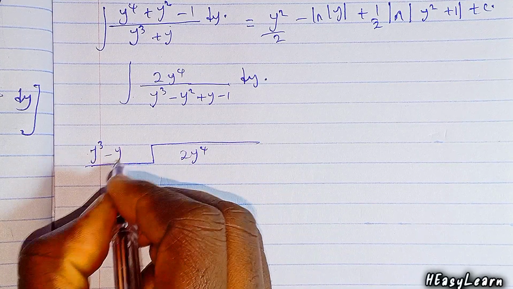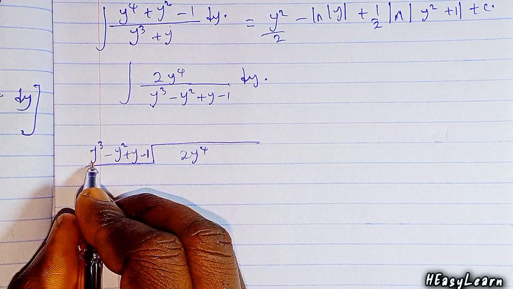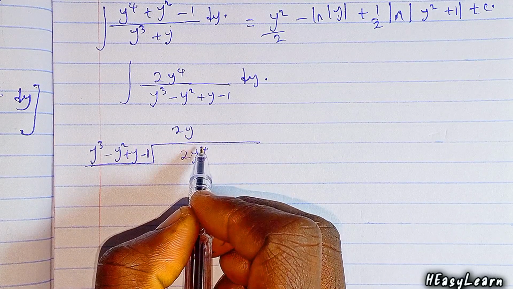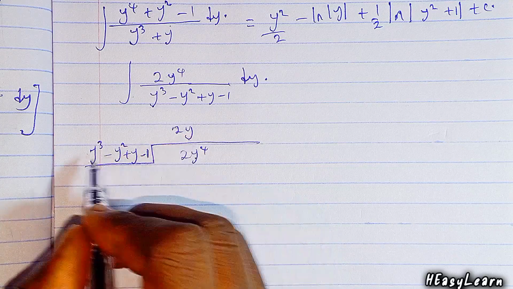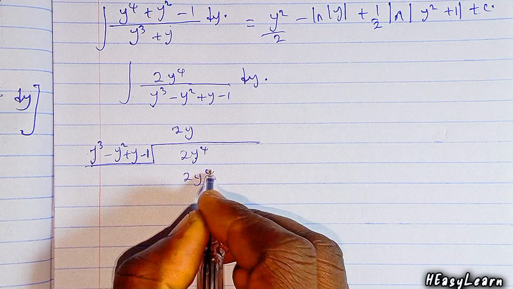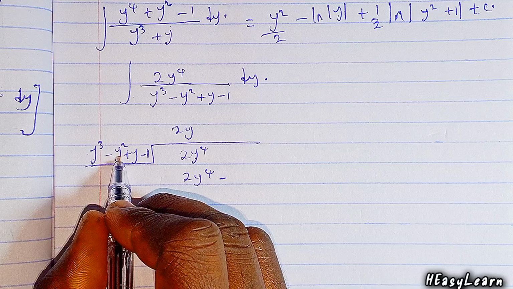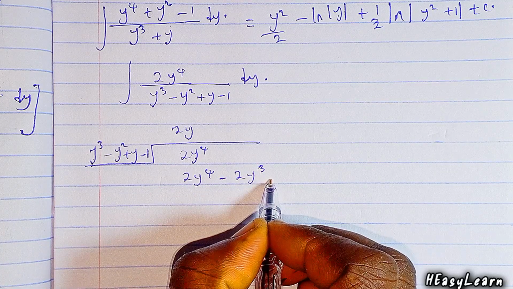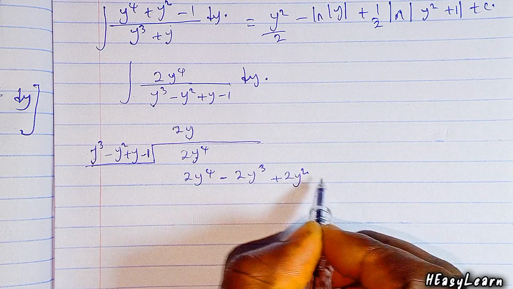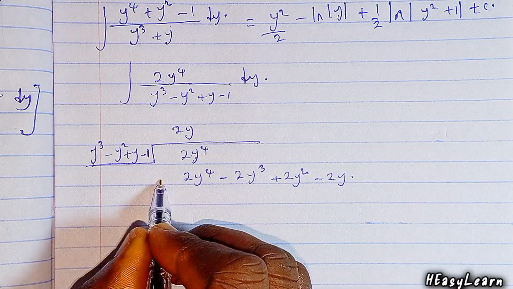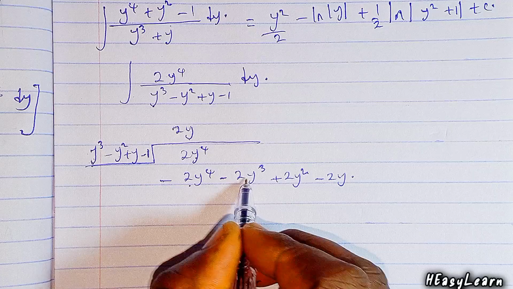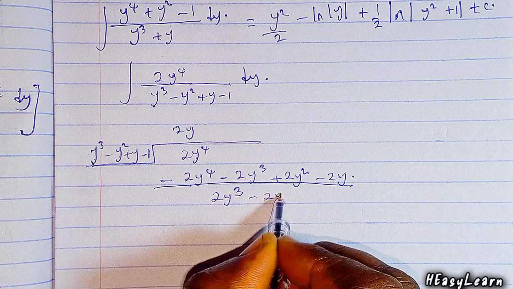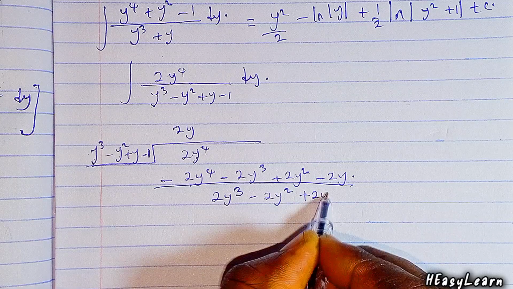Y to the power of 3 minus y squared will reduce 2y to the power of 4. We are left with 2y. 2y multiplied by y is 2y to the power of 4, minus 2y multiplied by minus y squared. This is minus 2y to the power of 3 plus 2y squared minus 2y. Then we subtract. Here will go away. This negative will enter. We have 2y to the power of 3 minus 2y squared plus 2y.